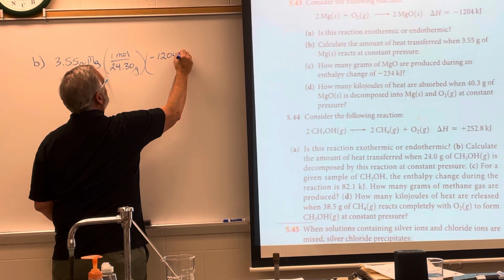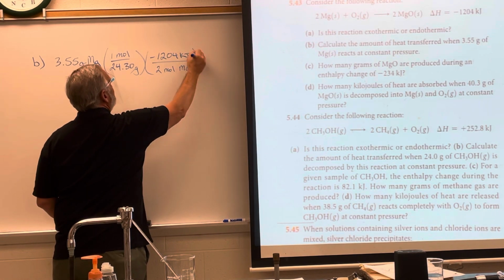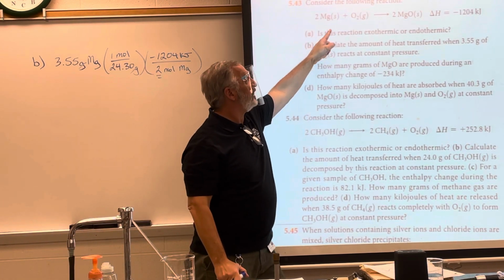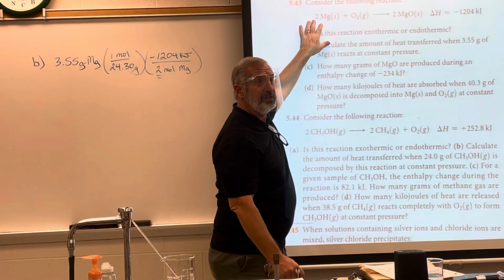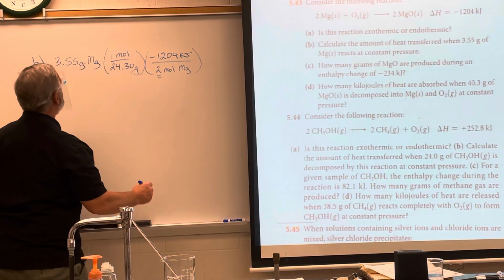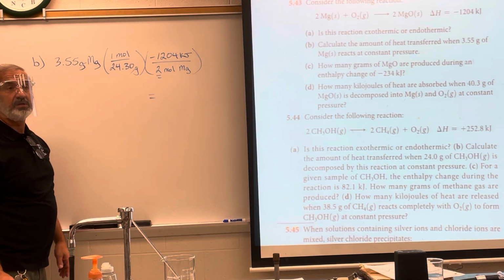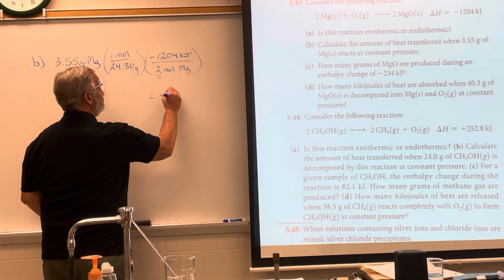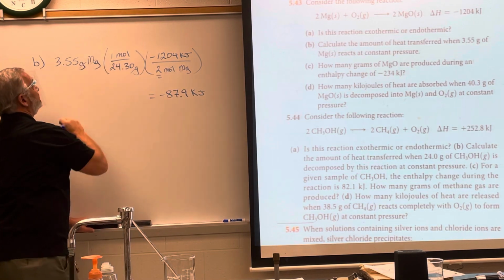Negative 1204 kilojoules for every 2 moles of magnesium. And again, that 2 is this 2 right there. Okay? So it's always going to be, when you see the delta H, it's kilojoules per however many moles that are reacting. So you always have to divide by whatever the coefficient is. And all of that turns out to equal negative 87.9. And it's just going to be kilojoules because moles cancel.